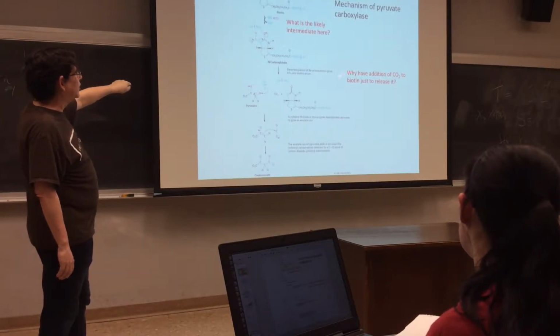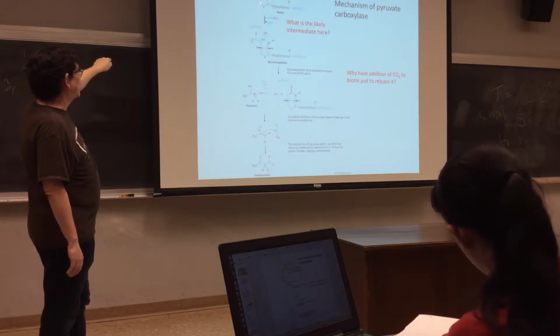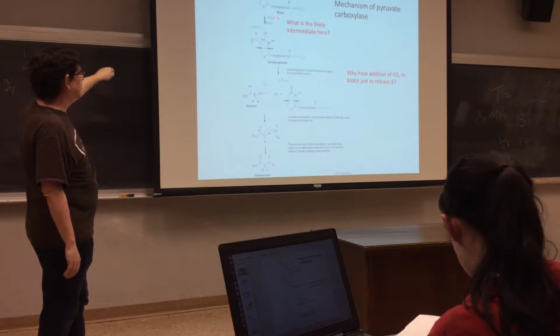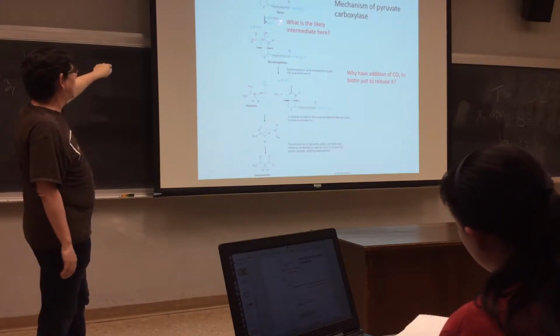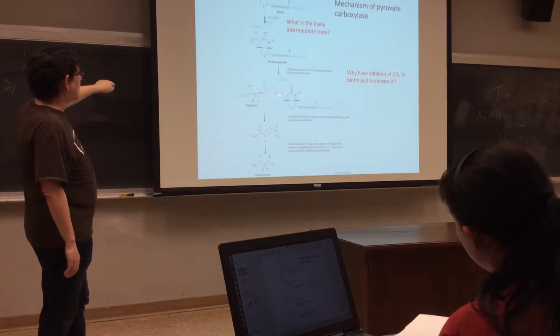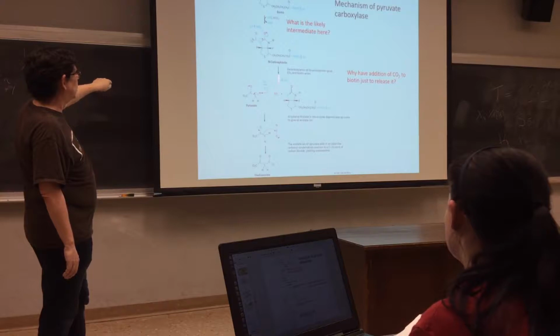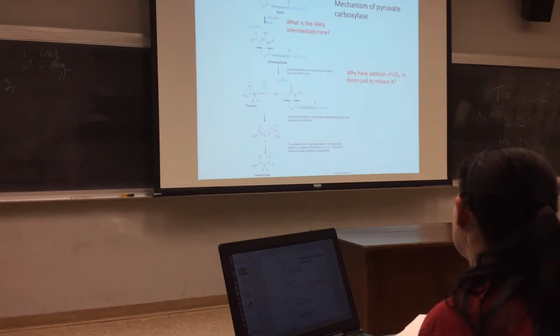Now here's this question, why have addition of CO2 to biotin just to release it, right? Why didn't we just cut out all the middlemen here, have bicarbonate turn into CO2? That's an easy equilibrium. That's what your blood does all the time anyway. So your blood buffer is bicarbonate. So why did we need all this? Why did we go through this sort of biotin sequestered intermediate? Chad, what do you think? Why did we do that?